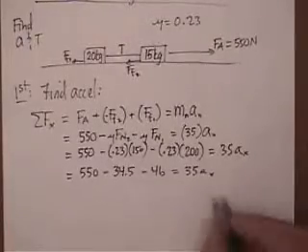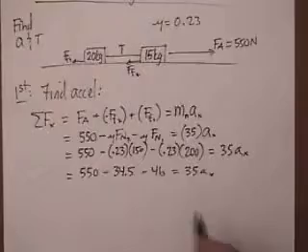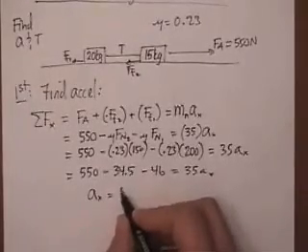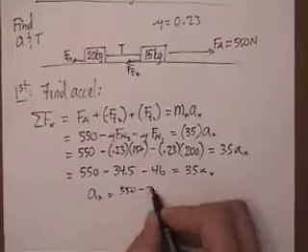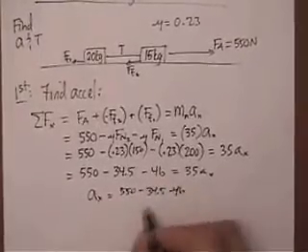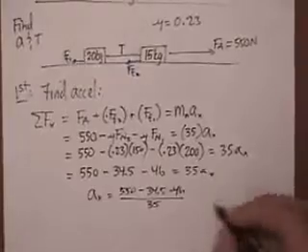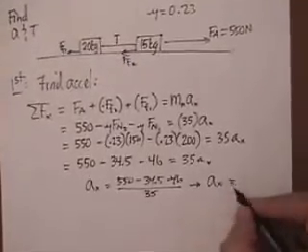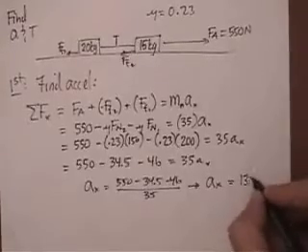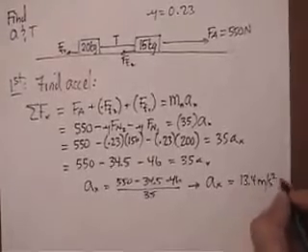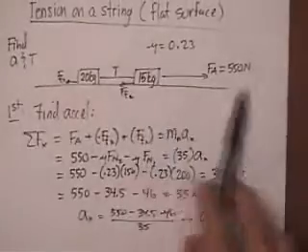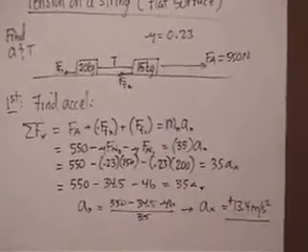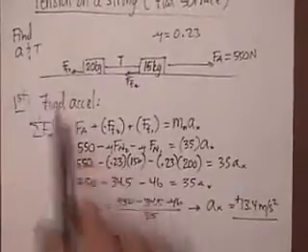Okay, so I'm going to solve all that out. When I do a whole bunch of work here, my ax ends up being equal to 550 subtract 34.5 subtract 46 divided by 35. So ax ends up equaling 13.4 meters per second squared. Since this thing is moving to the right, call that positive. So there you go. That is your acceleration.